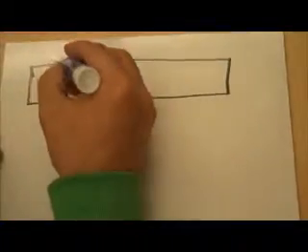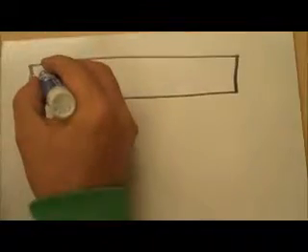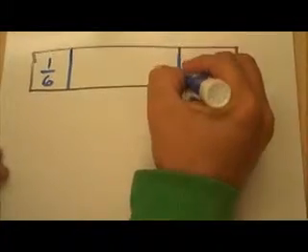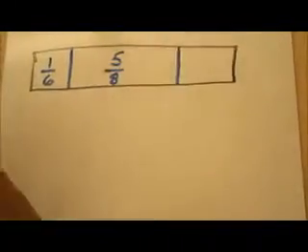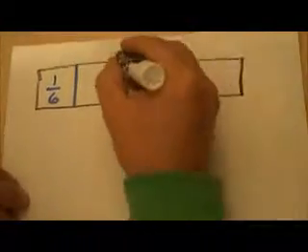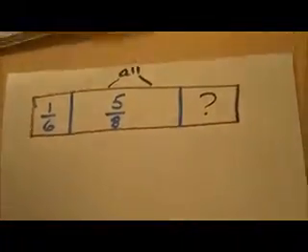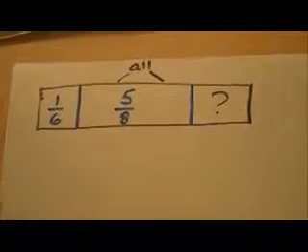Now, the first thing I'm going to do is draw a whole bar out, because we're basically trying to figure out Megan's money. I'm going to section this off to show you that this is 1/6 of her money, and this will be 5/8 of her money. But what we really want to find out is, with all of her money, what part is missing, because we want to know what fraction of Megan's money is left.